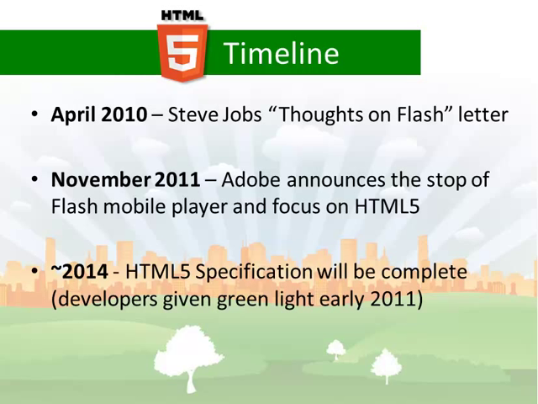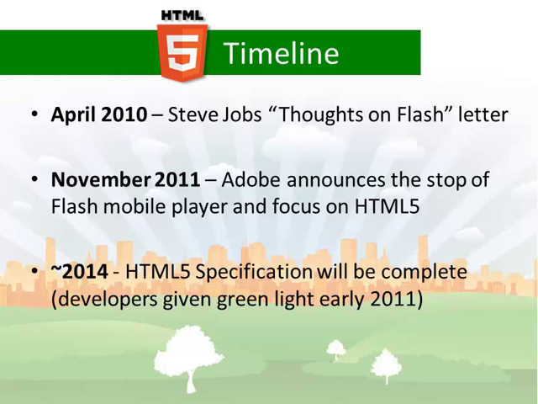Adobe announced the stop of the Flash mobile player in November of 2011. So Android devices had a Flash mobile player, a Flash plugin that you could install. It was like an app, and then you could view Flash content. It was a little bit buggy, and some stuff worked and didn't work.